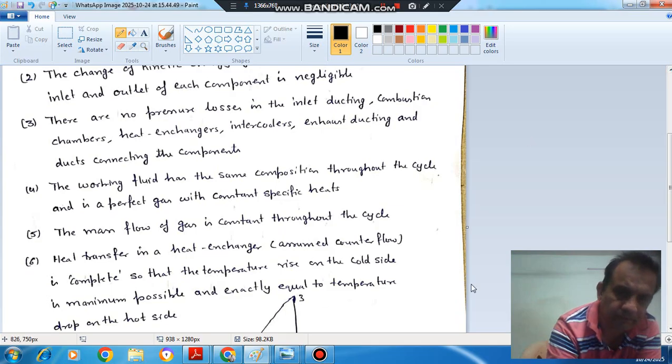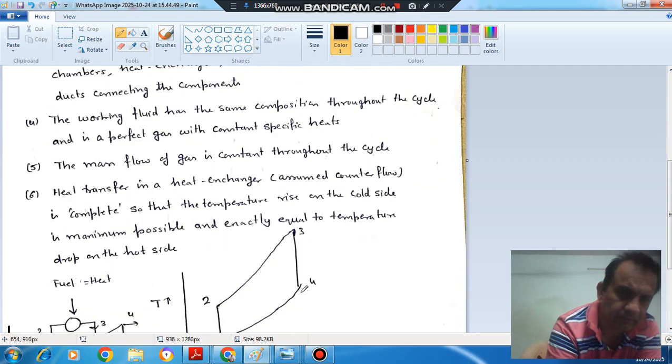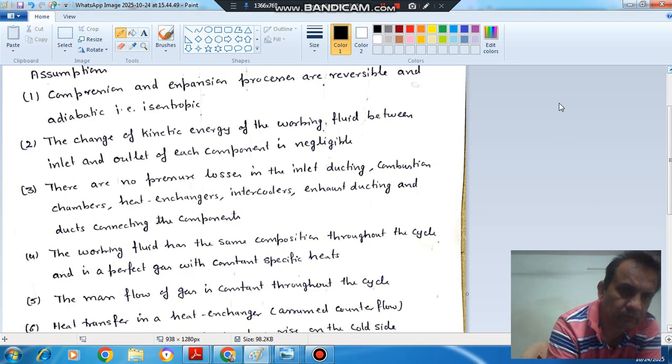Here, in the compressor the pressure is increasing, providing a high pressure ratio, and in the turbine the pressure is decreasing, to drive the compressor or to produce work output, but loss is not there. So there are no pressure losses in the inlet ducting, combustion chamber, heat exchanger, intercooler, exhaust ducting, and ducts connecting the components.